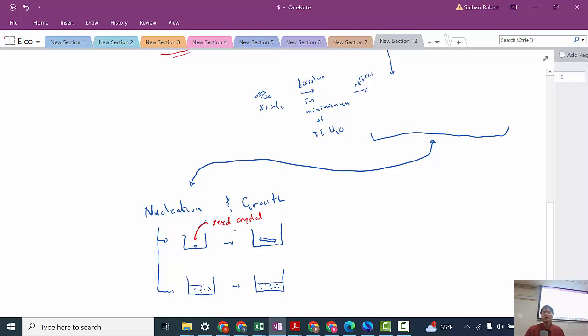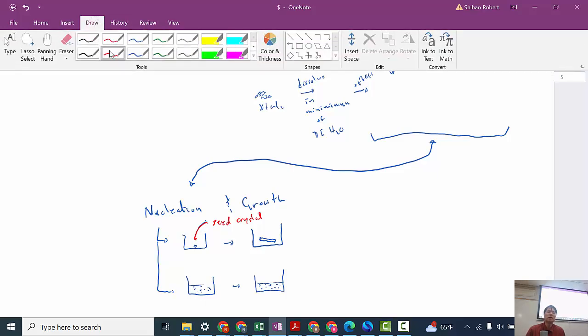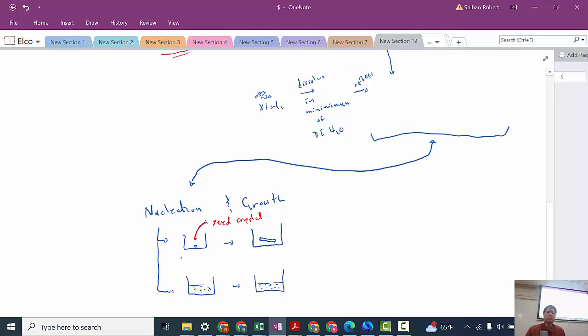And so nucleation and growth is tough. What we want to do is nucleate the minimum amount of baby crystals and have those grow, so those can grow big and strong.